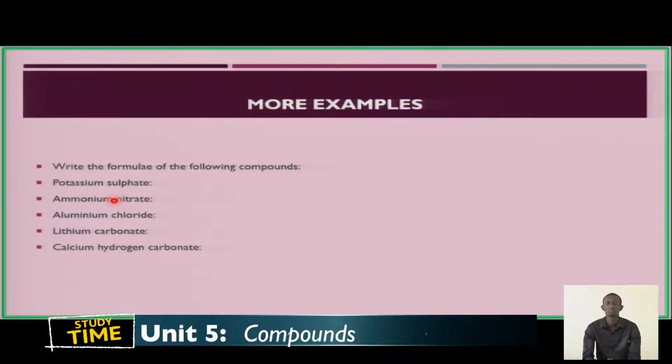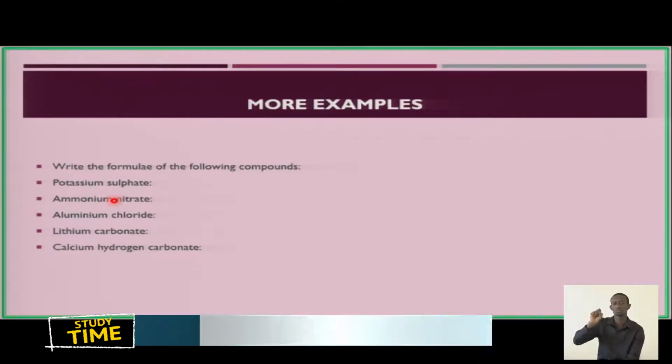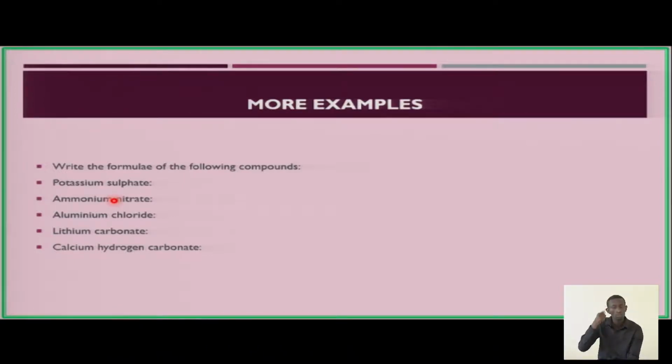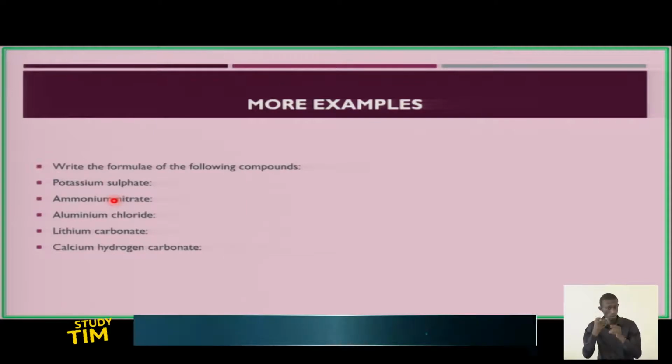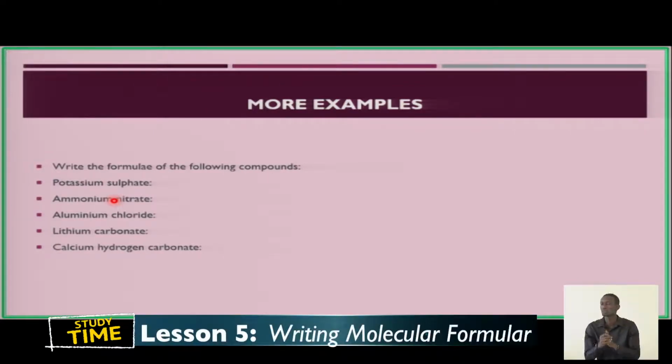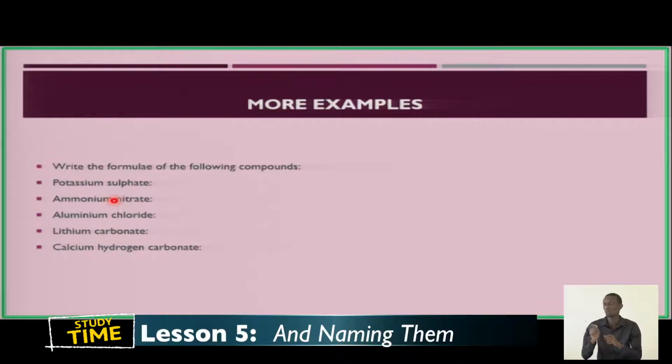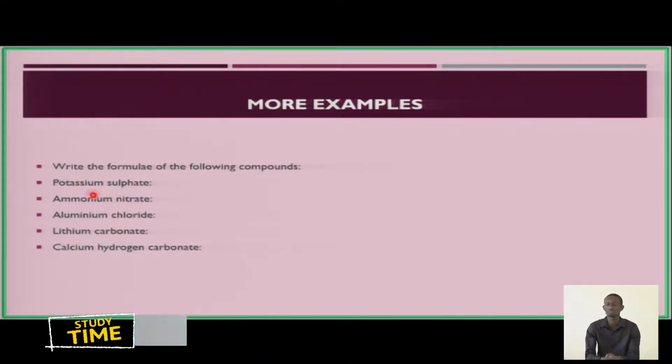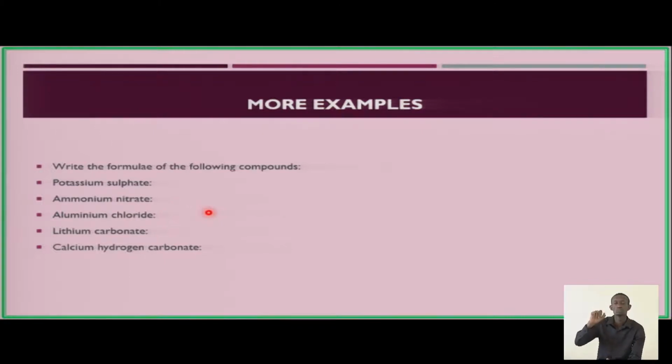Ammonium nitrate. Remember the formula of the ammonium ion and the nitrate ion. You write the superscripts and you interchange the valences. If they are similar, you remove them. If they are different, they stay there. But remember, if you have 1 as a subscript, there is no need of writing that value. Aluminium chloride. So let's try this.